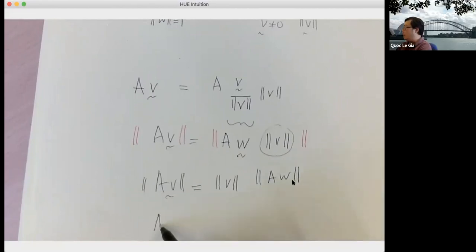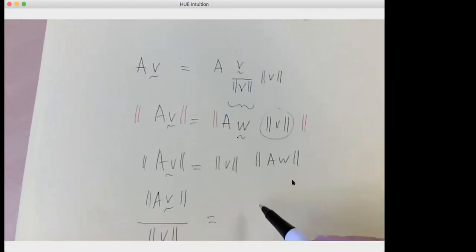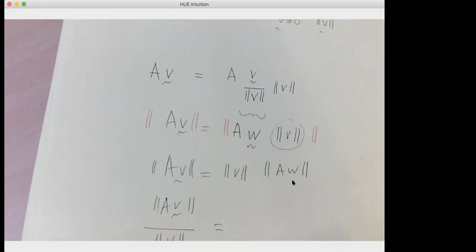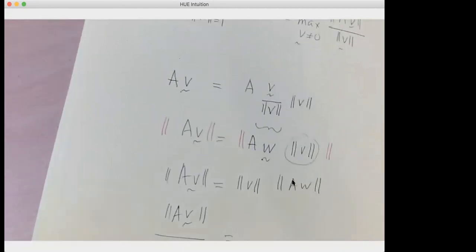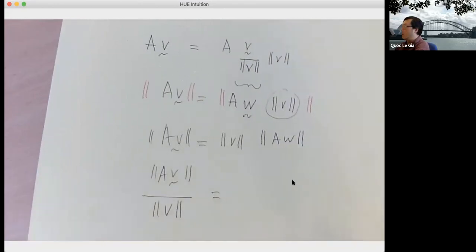And divide it now by the norm of V. And this one gives you the norm of AW. Okay, but remember, the norm of W is 1.